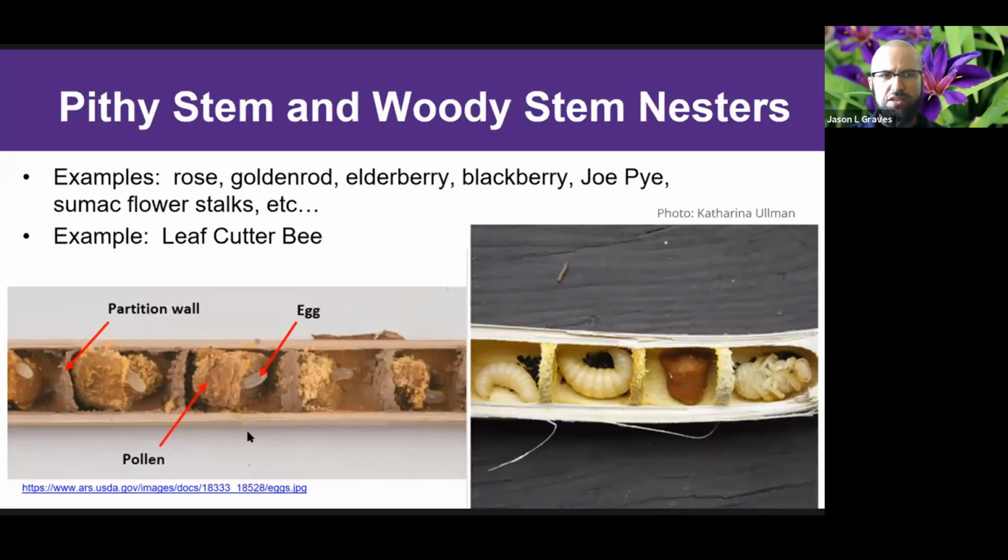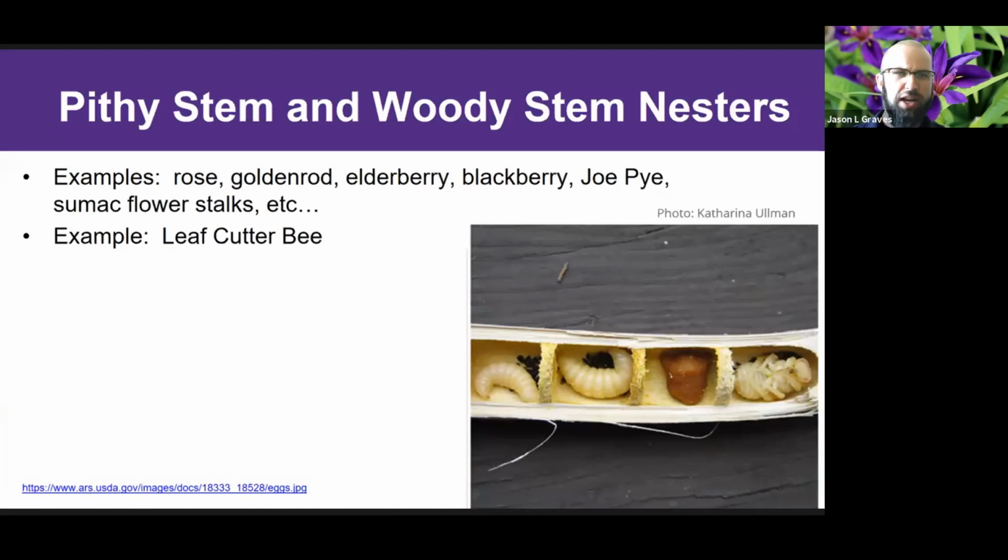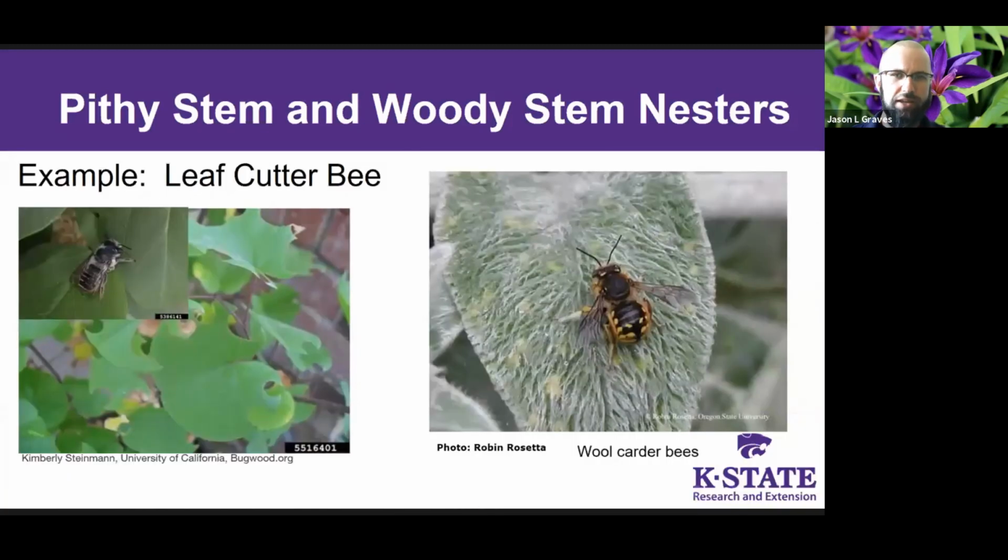And so this is another important thing for gardeners to be aware of, is that native bees not only are using the ground, but they're using our stems, the stems of our plants. And so I think that may help us think through what types of things we might change with our maintenance practices even. The pithy stem and woody stem nesters, a good example of those is the leafcutter bee or the wool carder bee.